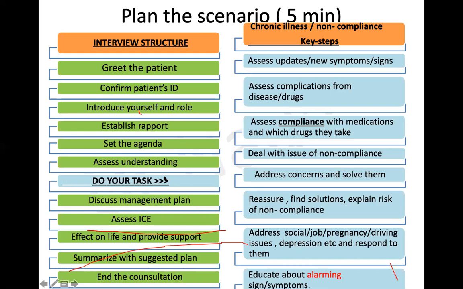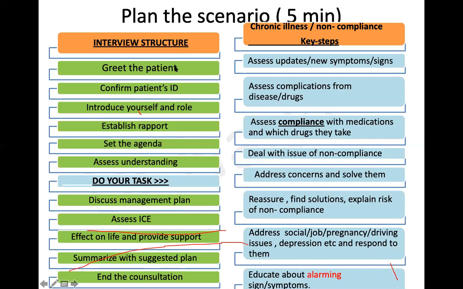Again, do your task is the only variable step in all the blocks in the communication, because it will vary from task to task. The steps in green are the same, whatever your task was, whether it was breaking bad news or explaining a diagnosis or a chronic illness or whatever. So you're going to use these steps. They are common in 99% of communication scenarios. This is to ease the whole thing for you, to give you a backbone to follow, that will help you a lot when you study and prepare for PACES.